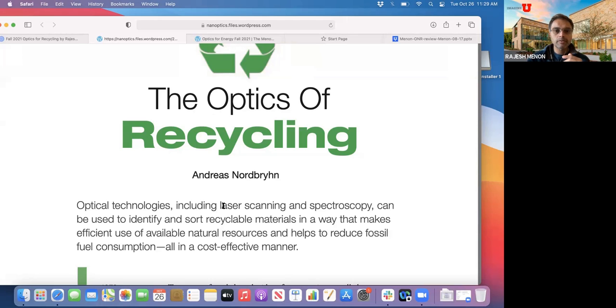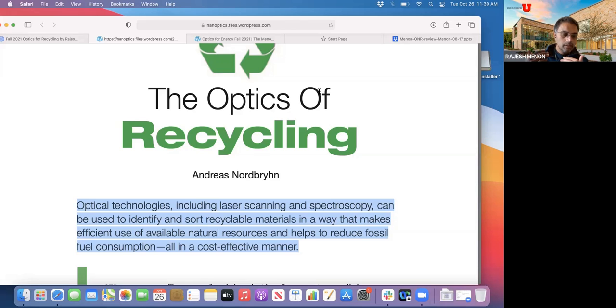The punchline is here: optical technologies can be used to identify and sort recyclable materials in a way that makes efficient use of available natural resources and helps to reduce fossil fuel consumption, all in a cost-effective manner. Of course, we know that waste management itself is a significant challenge in terms of volumes. We are generating huge amounts of waste, and the amount is exponentially increasing. So we need some way to deal with it rather than just using landfills, for obvious reasons.